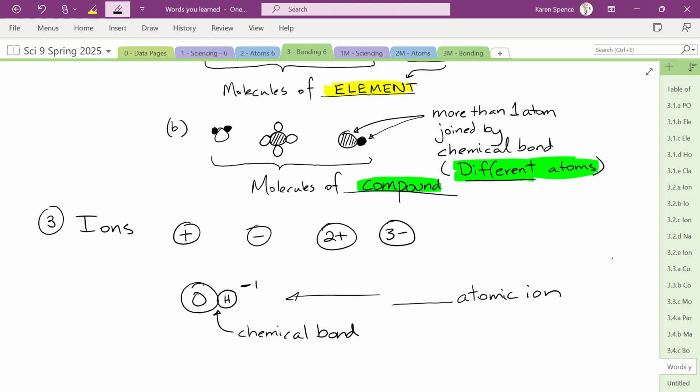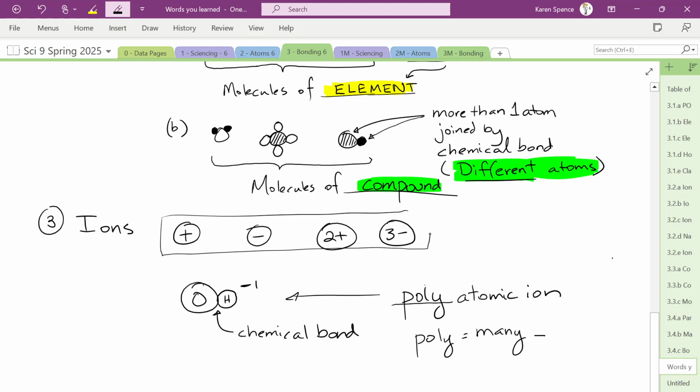Do you guys know a prefix that means many? Poly. Okay. Poly means many. These guys here, they aren't polyatomic ions, they're monatomic ions. Yeah, mono means one.